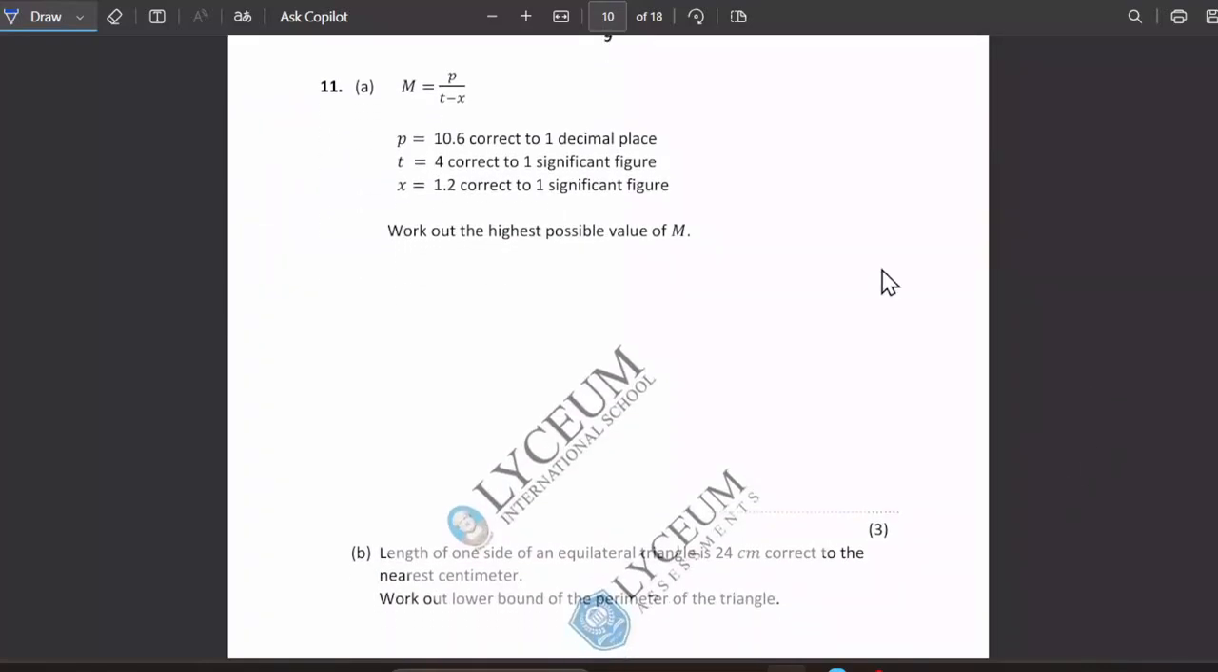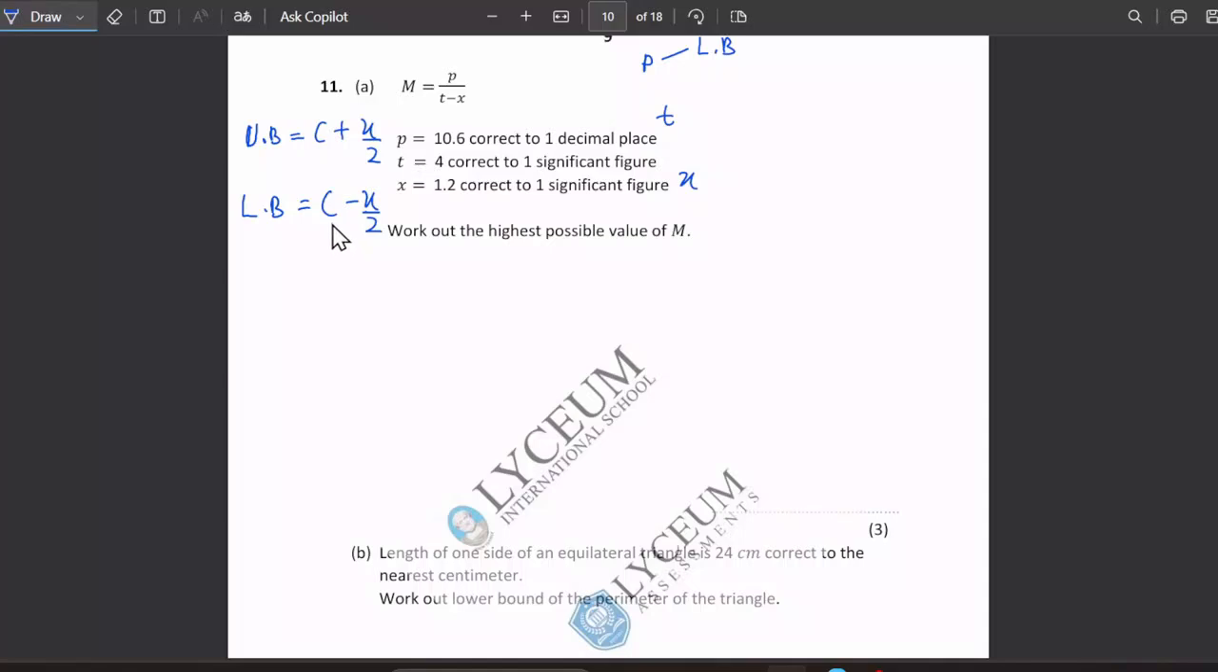Okay, the 11th one. So when we are given this kind of question, what we can do is identify the lower bound and upper bound of every single term. Okay. For P, we have to get the lower bound, upper bound. T also X. So the formula to get the lower bound is C plus X over 2. Sorry. Upper bound is C plus X over 2. Lower bound is C minus X over 2.